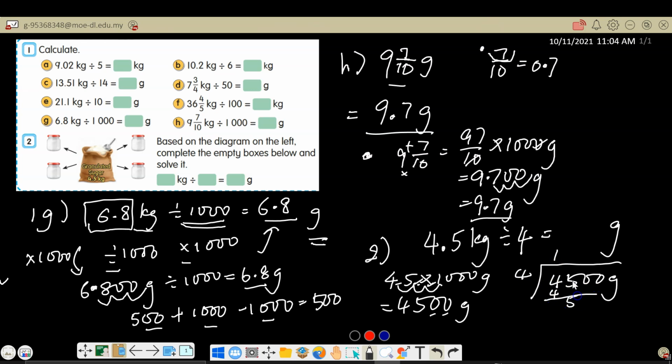4 into 4, 1. 4 into 5, 1, balance 1, bring down 0, 4 into 10, 2, balance 2, bring down 0, 4 into 20, 5. So the answer is 1125 gram.